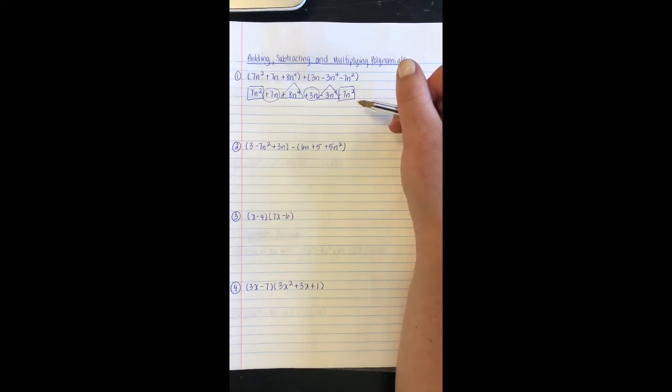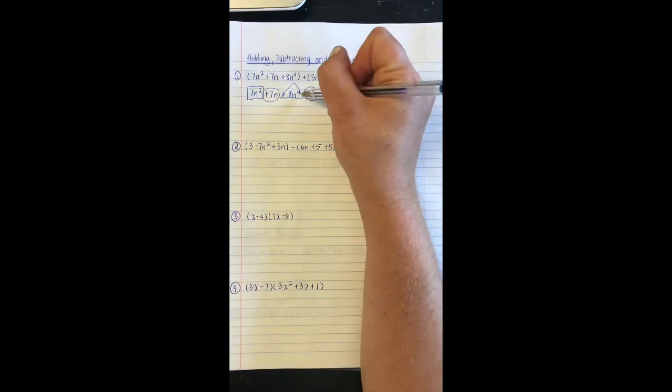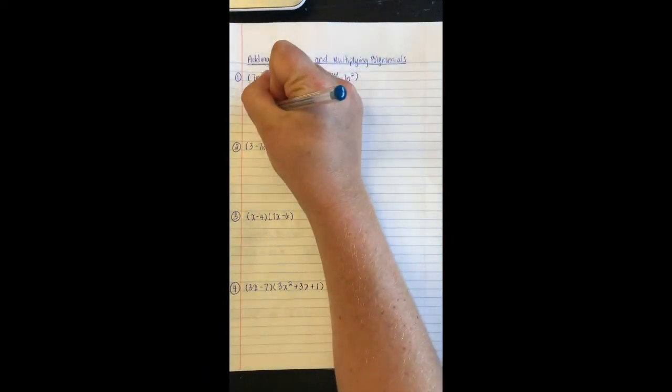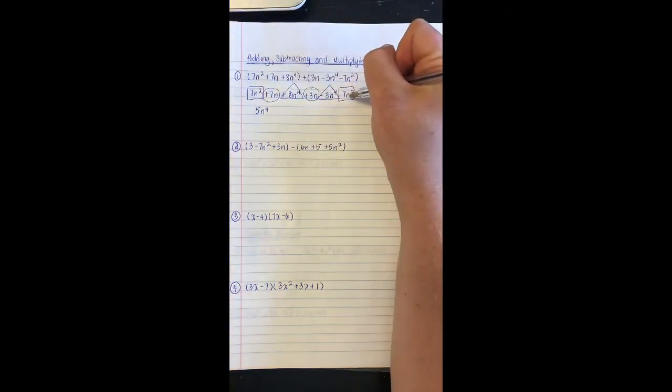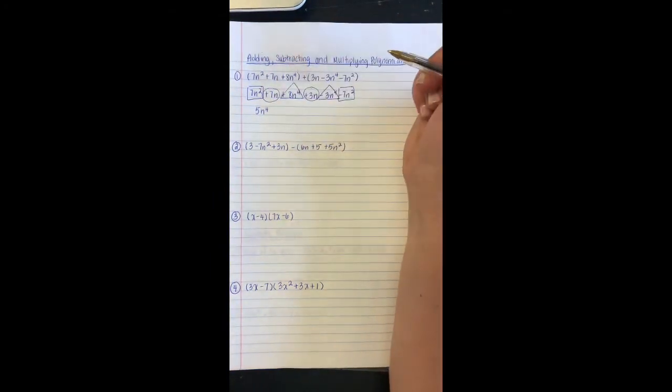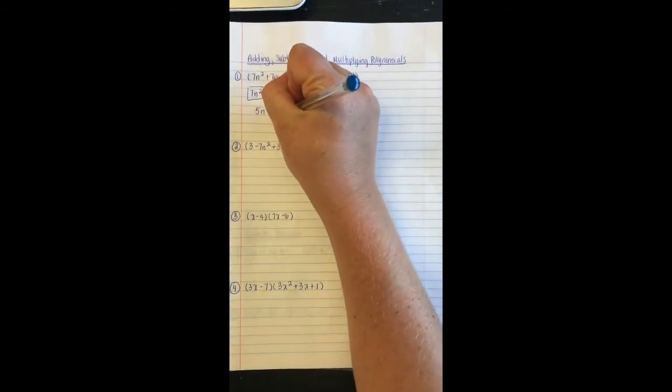And generally when you write your final answer, you put it in descending order. So I'm going to start with the power of 4 because that's the highest power. 8n to the fourth minus 3n to the fourth is 5n to the fourth. My next one, 7n squared minus 7n squared, actually comes out to be 0n squared, so I don't even need to write anything down for that. 7n plus 3n is 10n, and that's it.